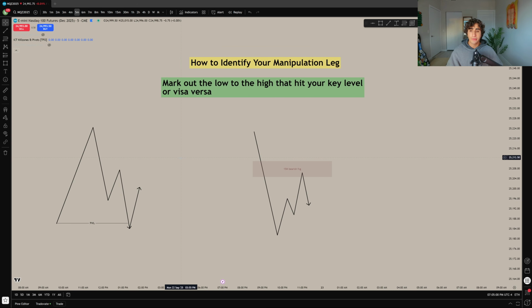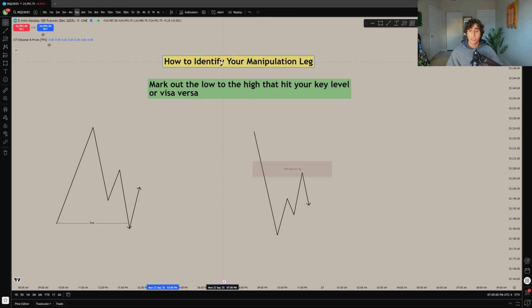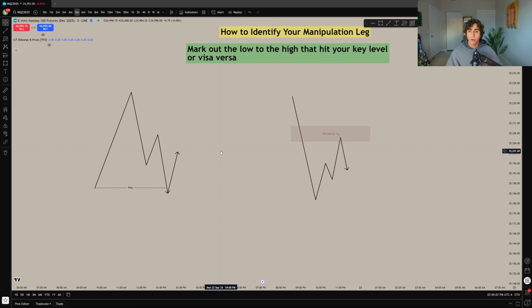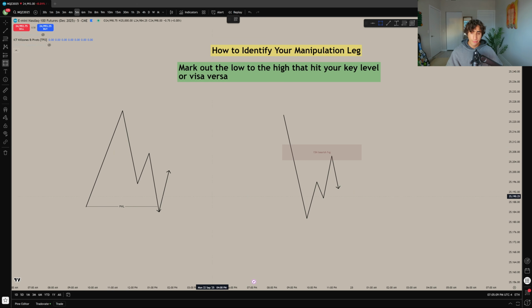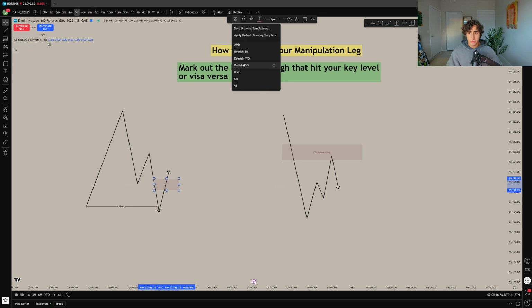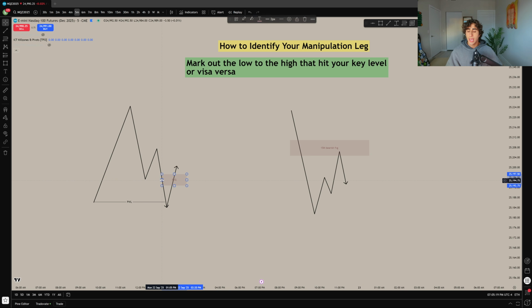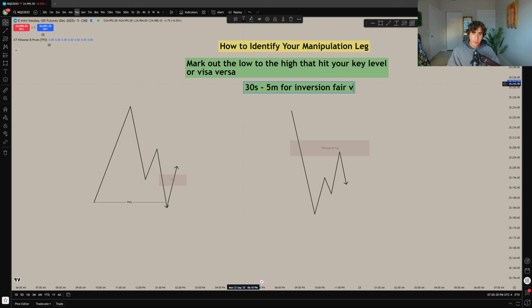Okay, so now that we have identified our manipulation leg, we want to be looking at the inversion fair value gap to actually take our entry from. We're going to be looking for the highest time frame fair value gap in this leg. So we probably have a fair value gap that gets formed here after hitting our key level, and we're going to be looking at the 30-second time frame and above, so the 30-second all the way to the 5-minute. Let me write this down: 30-second to 5-minute for inversion fair value gap.